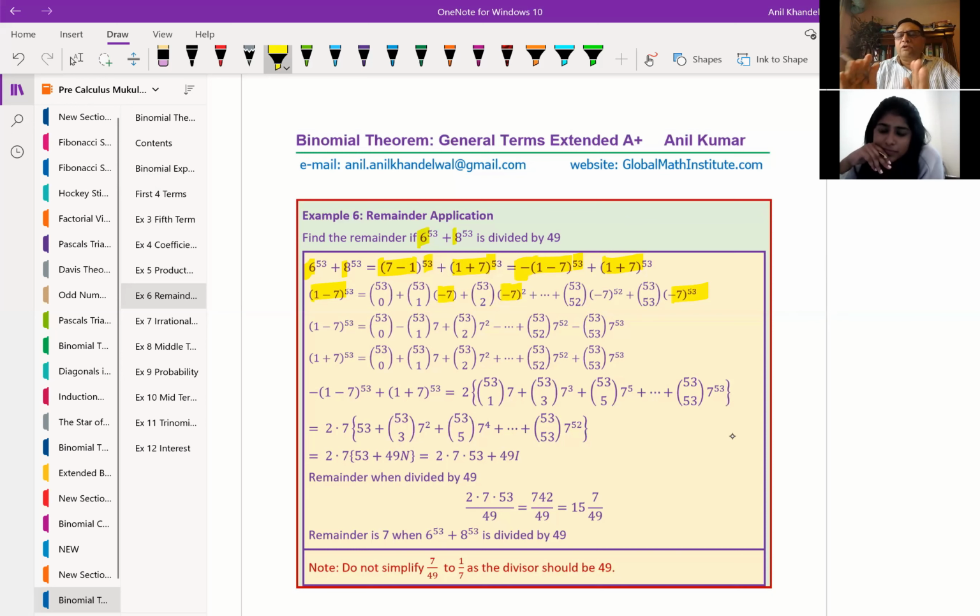Individually, what I'm doing here is expanding only the 1 minus 7 and 1 plus 7 terms. When you expand 1 minus 7, you get negative 7, negative 7 squared. So there are even and odd powers, and wherever there is an odd power, you get a negative sign. That means alternating negative and positive signs. But important to note here is that the last term is negative, because 53 is your power. When you expand 1 plus 7 to the power 53, all the terms are positive, correct? Now, what we are trying to do is A minus B, right?